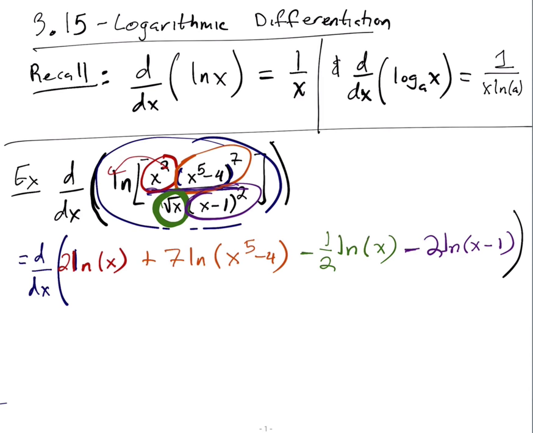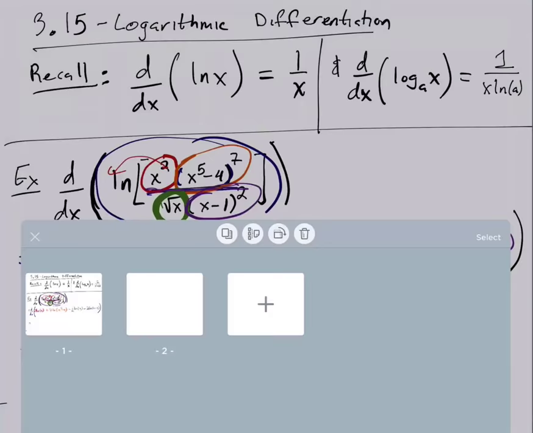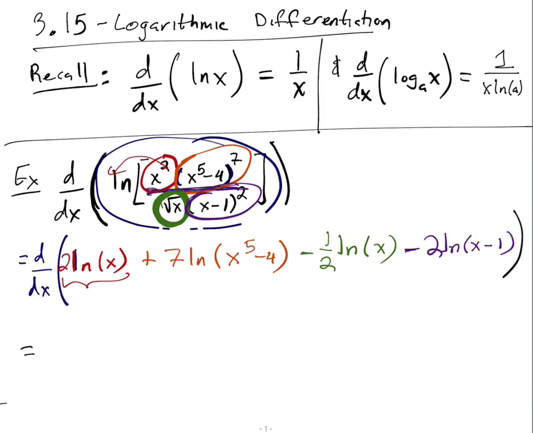Now, if you look at that, does that look easy or difficult? That's pretty easy, right? Because it's just a bunch of constants, and the derivative of the natural log is not that bad. So what's this first one? The derivative of 2 ln of x? That's 2 over x, right? Okay. Plus 7 over x to the 5th minus 4, right?